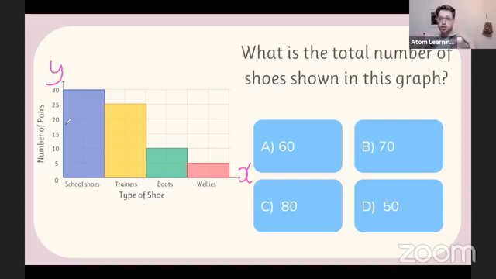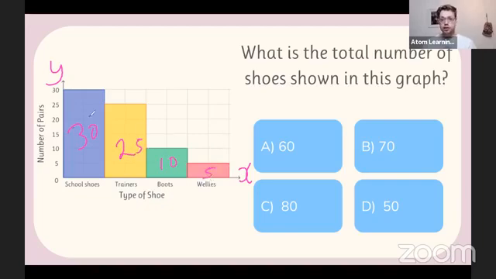So just always check the axes and check how much each square is worth. So here, this square is worth 5 pairs of shoes. We want the total number of shoes shown in this graph. We can see that we have 30 school shoes. If we look at trainers, we can see that we have 25. For boots, we've got 10, and then for wellies, we've got 5.